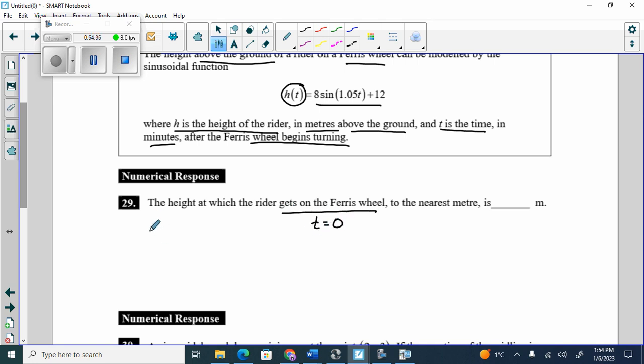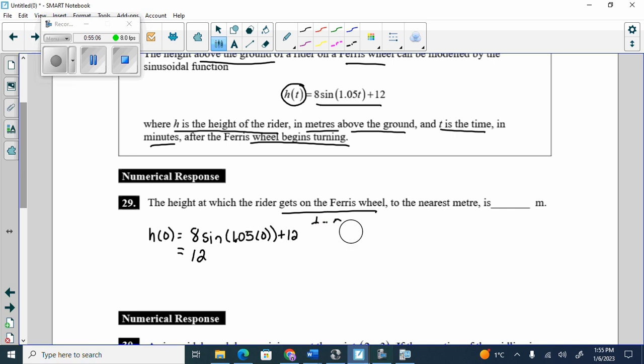So we can do it algebraically. We could go h of zero equals sine of 1.05 times zero plus 12, and type it right into your calculator. And when you type that right into your calculator, you get 12. Or you could actually find the y-intercept.